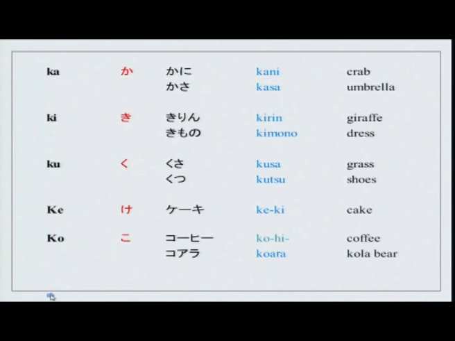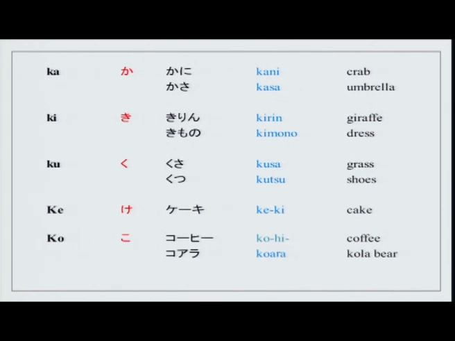Then we have the K series or Ka series. You can see the sound Ka series: kani, kasa, kirin, kimono, kusa, kutsu, keiki. Now, this is a foreign word, thus it is written in katakana, cake, and also kohi, long sound ko and hi, kohi, coffee, and koara, koala bear, ko-a-ra, koara, koala bear.